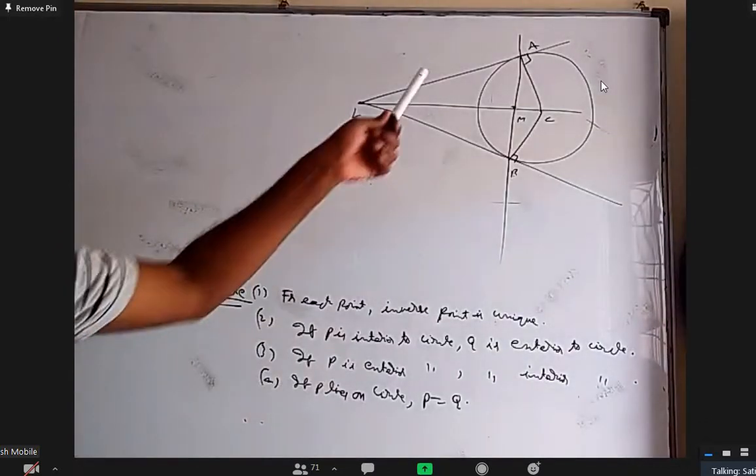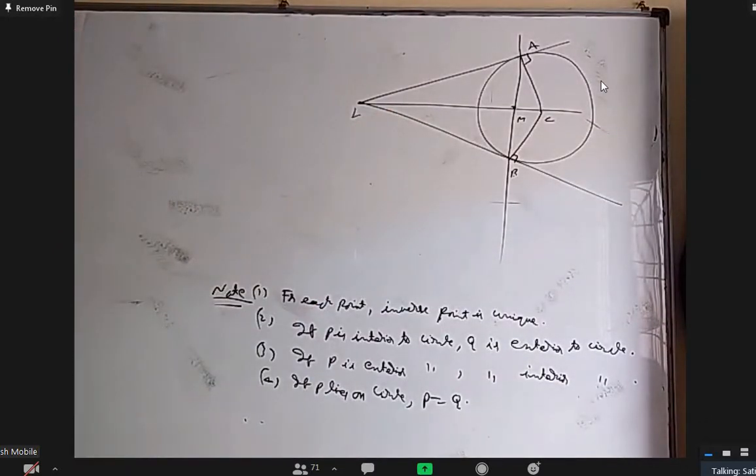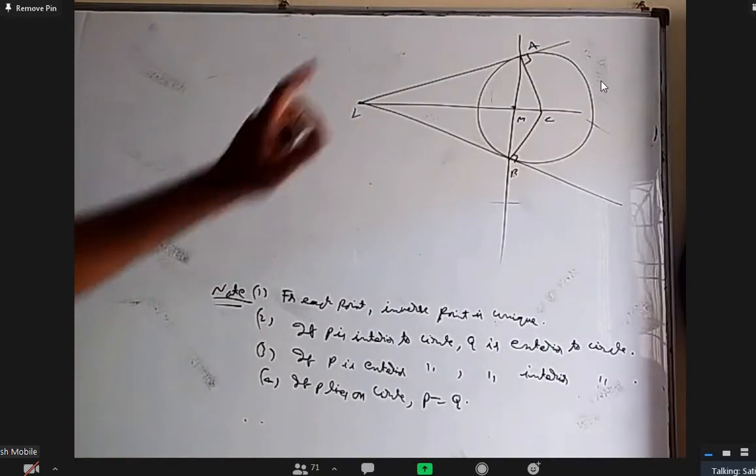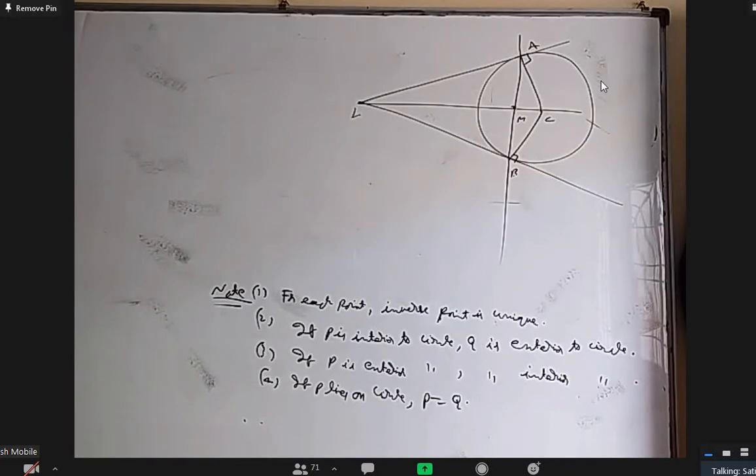Anybody want to prove from this figure how CL into CM is R square? Forget about all this. Simply from this figure, like in school level, 9th class, 10th class, is it possible to prove CL into CM is radius whole square?